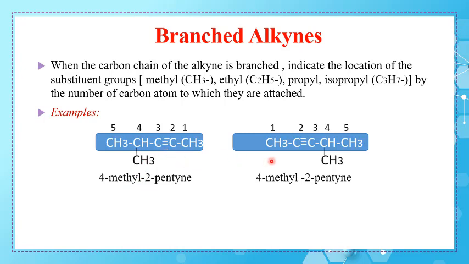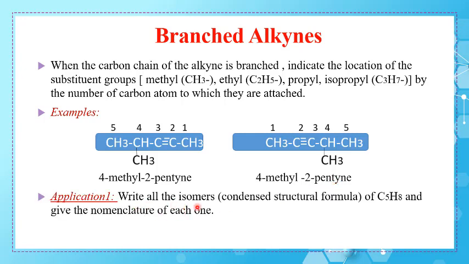Here the same, but we must begin numbering nearer to the triple bond, so we must number from here, and the triple covalent bond is on the second carbon atom. The methyl group is on the fourth carbon atom. The triple bond here is on the second carbon atom, and the methyl is on the fourth carbon atom, so the nomenclature is 4-methyl-2-pentyne.